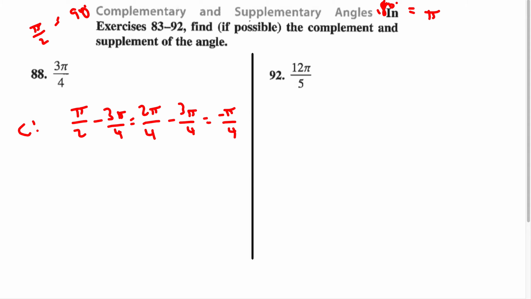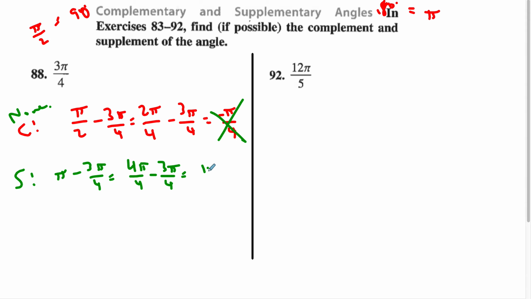What happens if you get a negative? It means there is no complementary angle. None in this case. So if you want to find the supplementary, you take pi minus 3 pi over 4, which is, well, that's 4 pi over 4. Remember, common denominator minus 3 pi over 4. So the supplementary angle would be pi over 4.